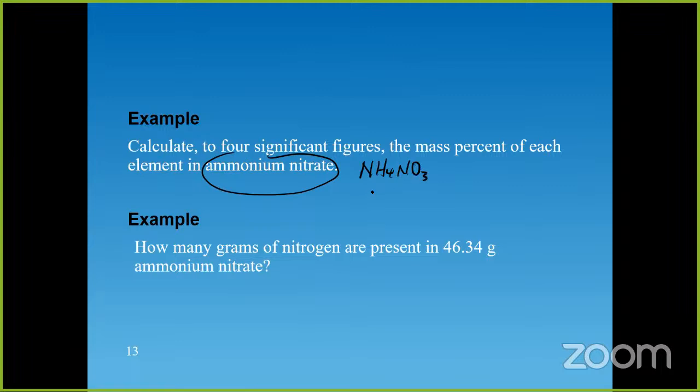What they're asking for is basically the same thing that we just did for butane. You find the molar mass of all this, then the molar mass of the total nitrogen, and then you take the mass of the nitrogen divided by the mass of everything else, and you do the same thing for the hydrogen and the oxygen. So I'm going to leave you to do that on your own.